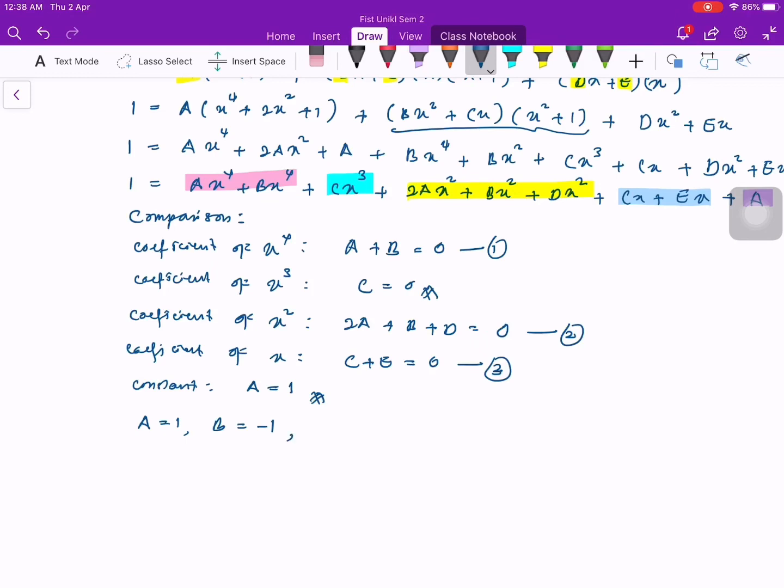And then after that we can get the value of C as well. C we already have here, which is equals to 0. And then we can get the value of D from the equation 2 by substitute the value of A and B. So that here we have 2 minus 1 plus D is equals to 0. So 2 minus 1 is become 1, then D will be equals to minus 1 as well. So D is equals to minus 1. And lastly, E is equals to 0.